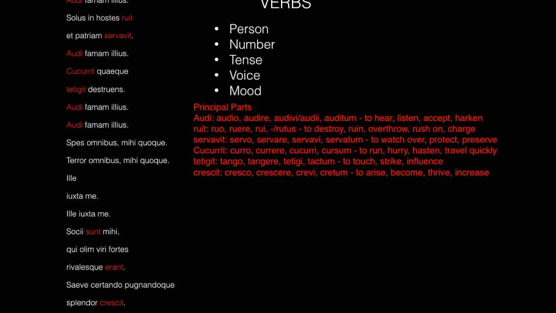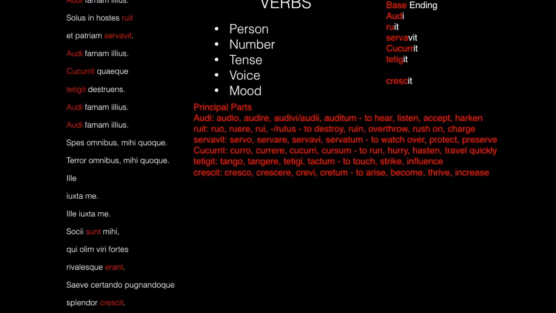Almost every Latin word has 2 parts, a base and an ending. The base will tell you the word's meaning, and the ending will tell you what the word does in the sentence. In the case of verbs, that means it's person, number, tense, voice, and mood. For the first 5 verbs, the base looks the same as the third principal part because they are the perfect tense. So audi is from audii, ruit is from rui, servavit is from servavi, cucurrit is from cucurri, tetigit is from tetigi. Once you have that third principal part, all you have to do is change the ending for the right person, number, and so forth.